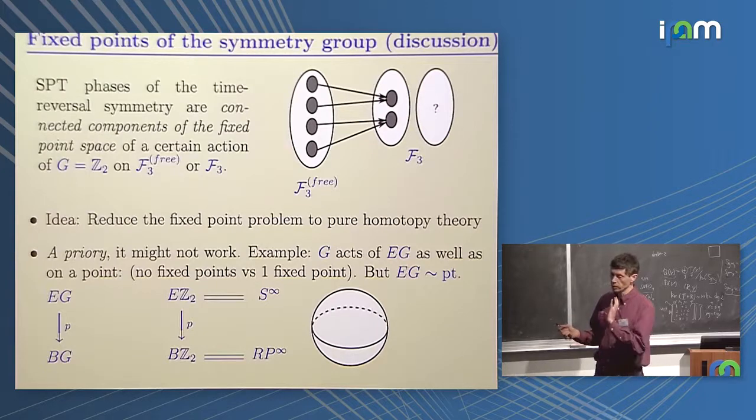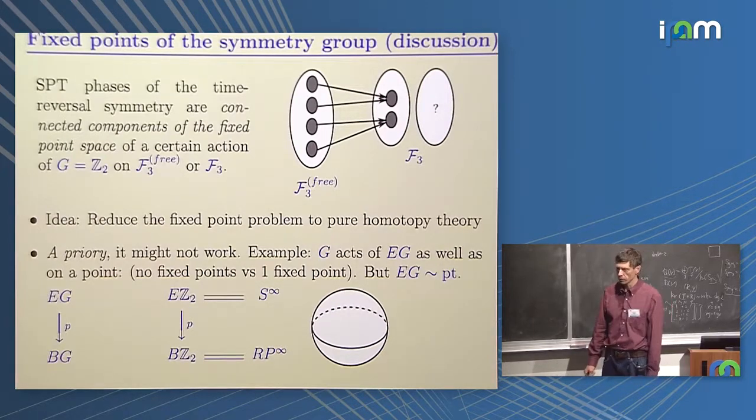And the group acts on EG without fixed points, by definition. It also acts on a single point, and when it acts on a single point, there is one fixed point. But these two things are homotopy equivalent. So ordinary homotopy theory cannot tell these two cases apart. We need equivariant homotopy theory to distinguish them in general.